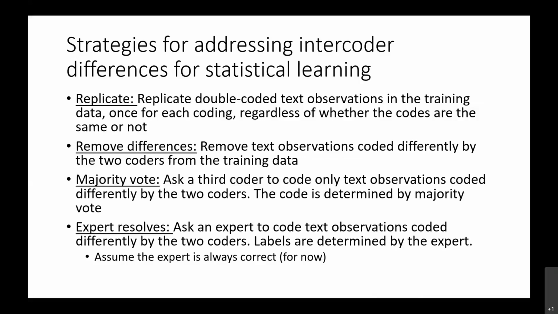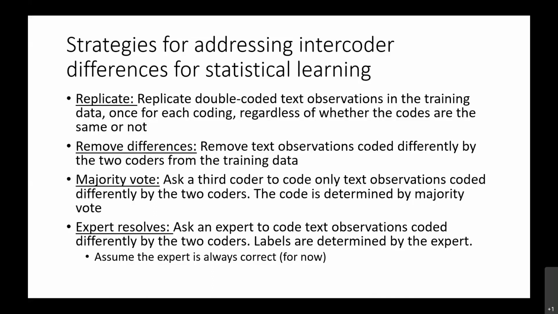Now, when you have double coded data, it's not completely clear how you would use it for the purpose of statistical learning. And we are investigating 4 different strategies here. The first strategy, replicate, means that rather than having 1 observation per answer text, I have 2 observations per answer text, the first corresponding to coder 1, the second one corresponding to coder 2. So I just replicate, I double the training data.